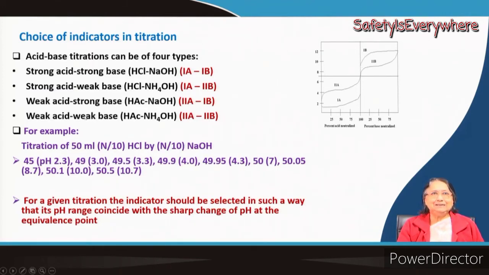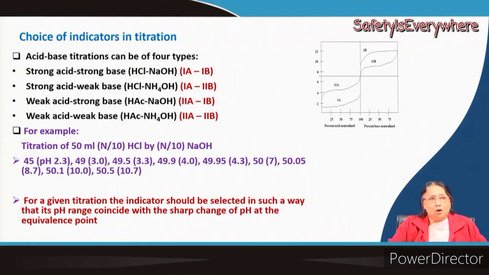But this titration is not a very good titration, weak acid and weak base. You can see this is the curve 2A 2B, it will be like this. So, here the range is a very narrow range. So, almost no indicator will fit for this type of titration. Okay. So, for a given titration, the indicator should be selected in such a way that its pH range coincides with the sharp change of pH at the equivalence point. So, it is your job to choose.